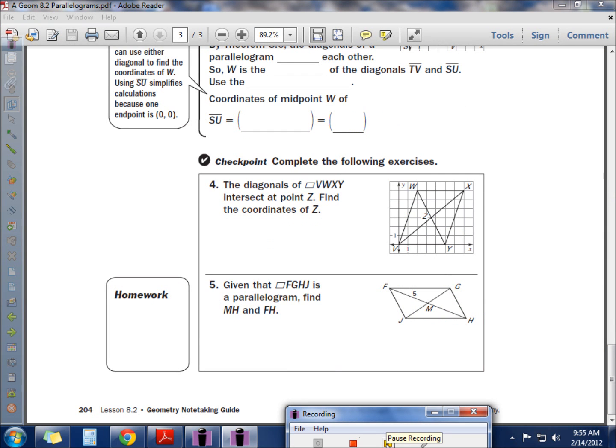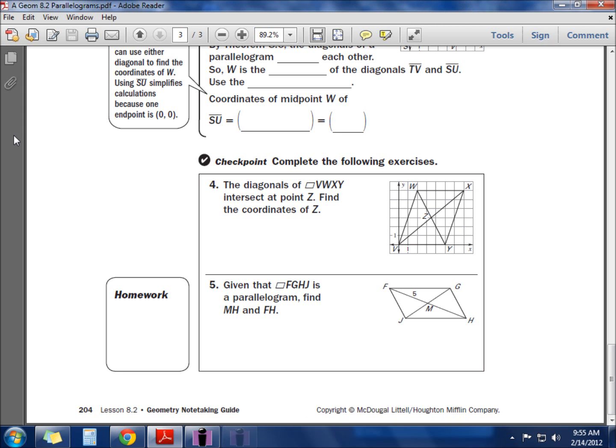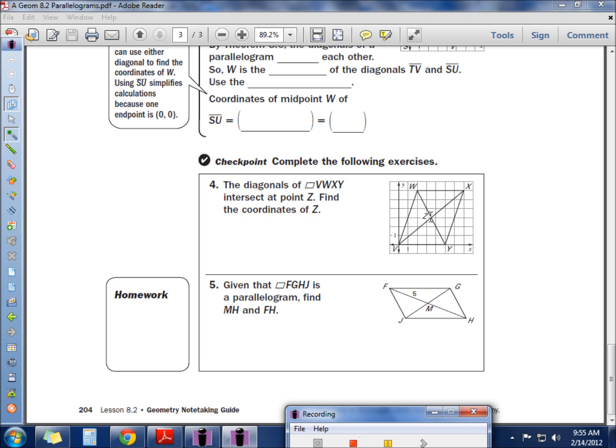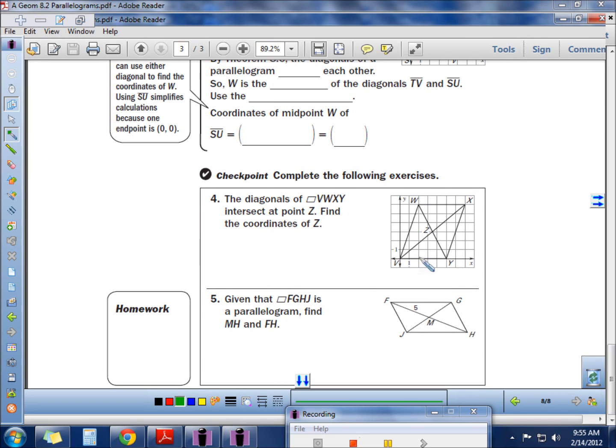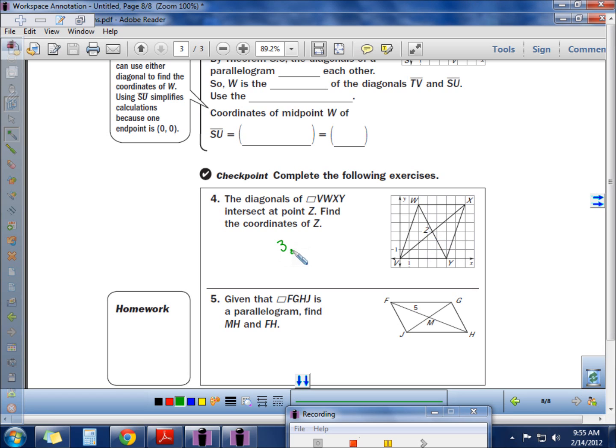All right, checkpoint number 4. The diagonals of parallelogram VWXY intersect at point Z. Find the coordinates. Once again, we can either use the midpoint formula or count. The preferred method, usually when you already have it graphed, is to actually just count. So, first thing we'll need to do is count our x values. Over 1, 2, 3.5. Up 4. Always make sure you have x, then y. Oh, it's up 3.